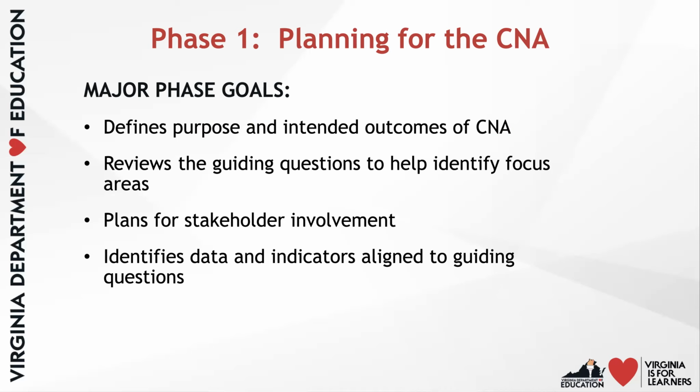The planning phase should also be used to plan for both stakeholder involvement across the entire CNA process, as well as planning for the data collection and analysis at the core of the CNA. The major phase goals of phase 1 define the purpose and intended outcomes of the CNA, review the guiding questions to help identify focus areas, again, plan for stakeholder involvement, and lastly, identify data and indicators aligned to guiding questions.